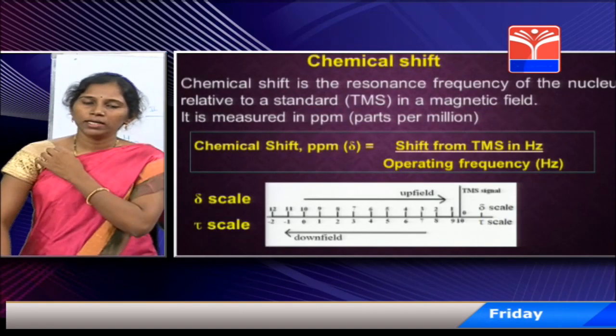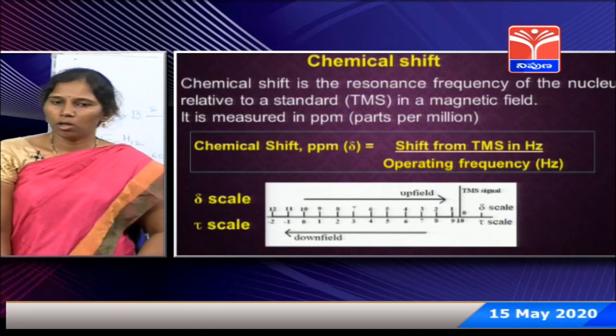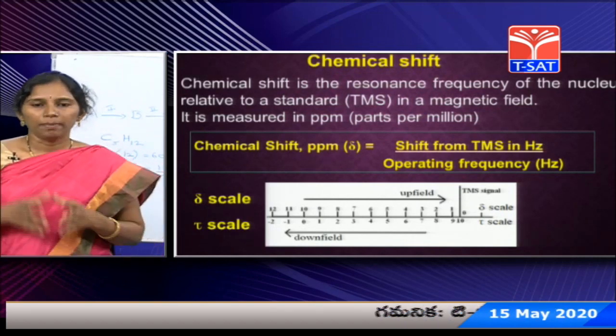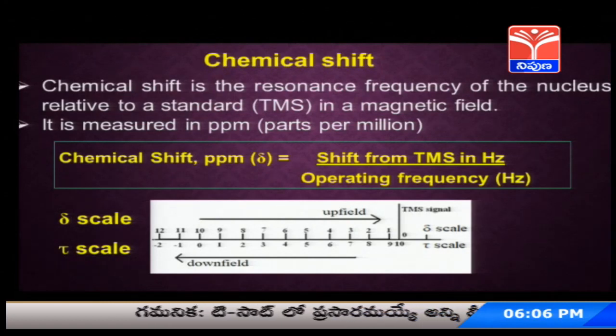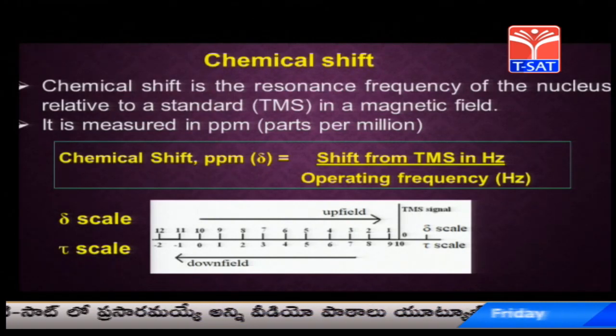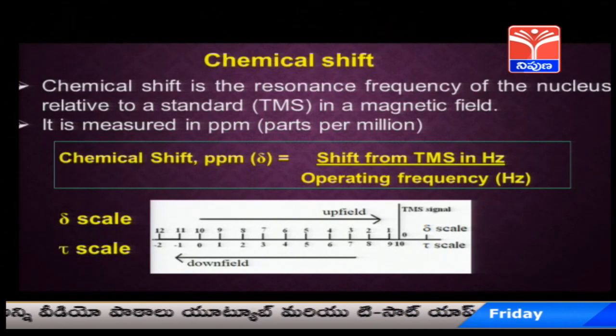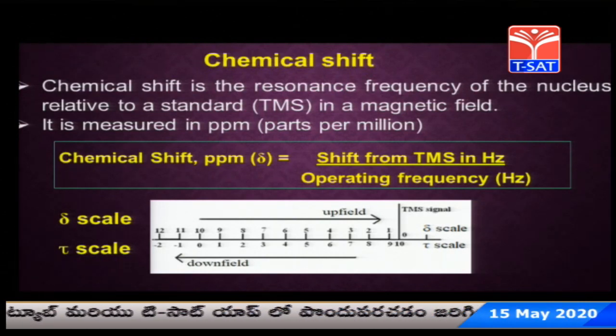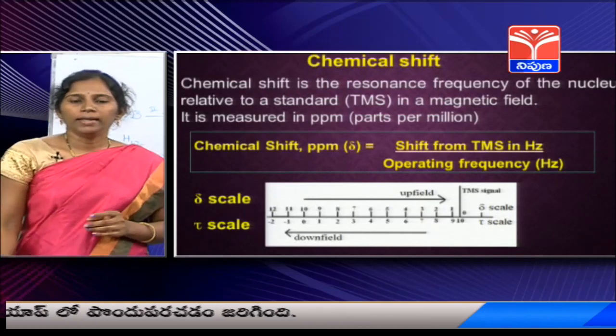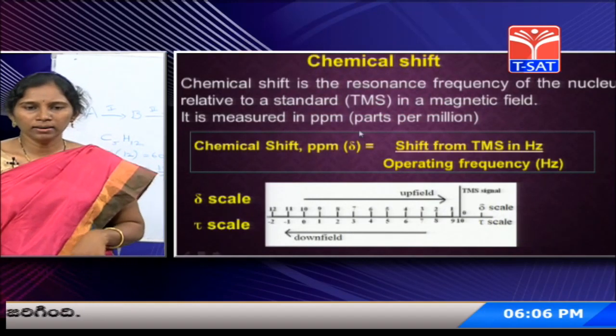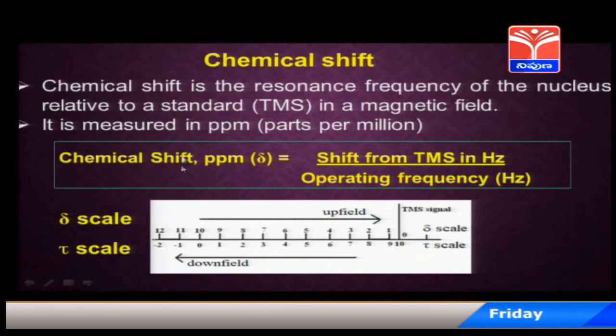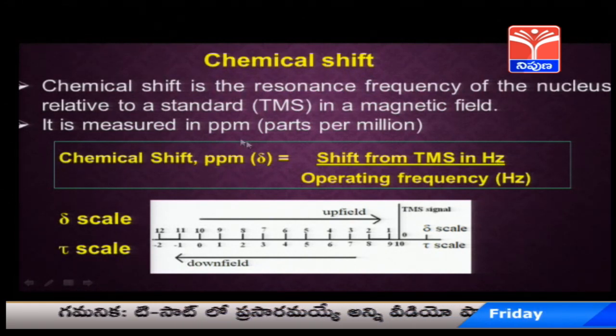and that position is studied by a scale called chemical shift, and chemical shift is the resonance frequency of the nucleus relative to the standard in a magnetic field. That is the distance from the TMS peak, that is it, there is no harder thing in it. And if you want to measure, the mathematical form of chemical shift is given by shift from TMS by operating frequency taken in hertz, and the chemical shift is measured in units of ppm, parts per million.